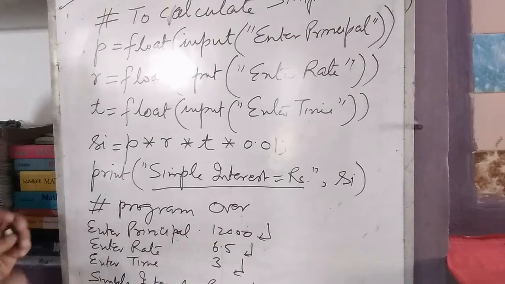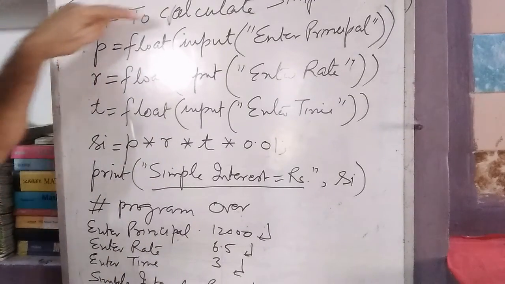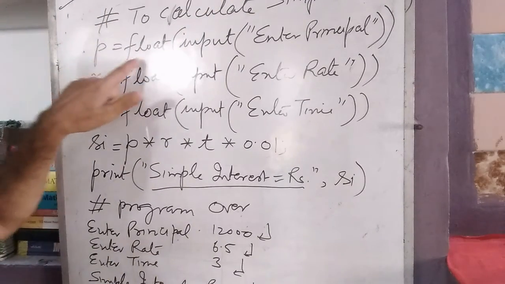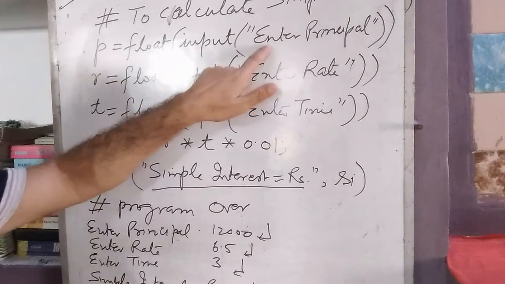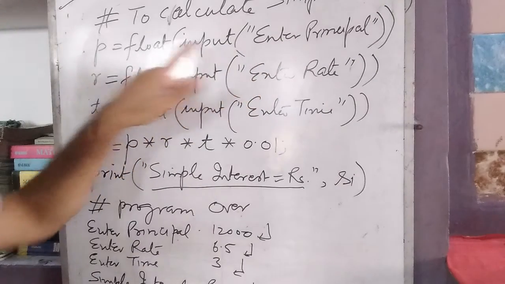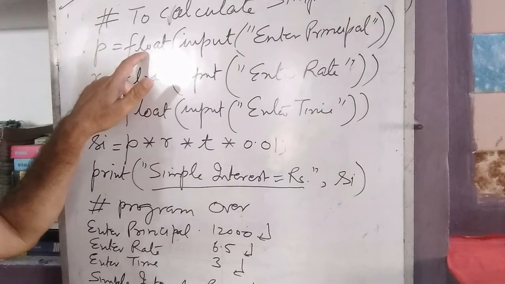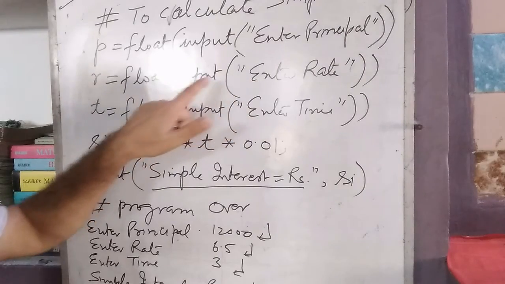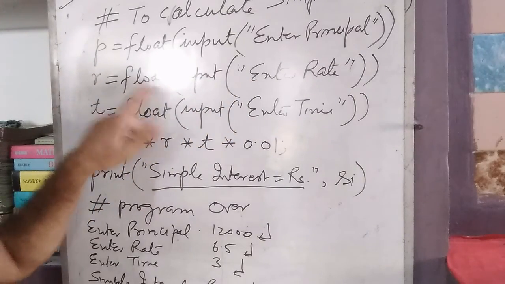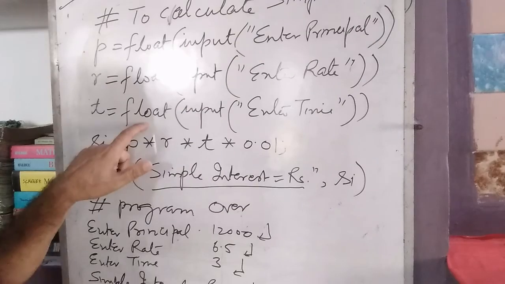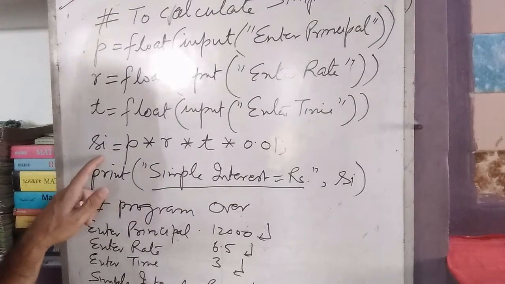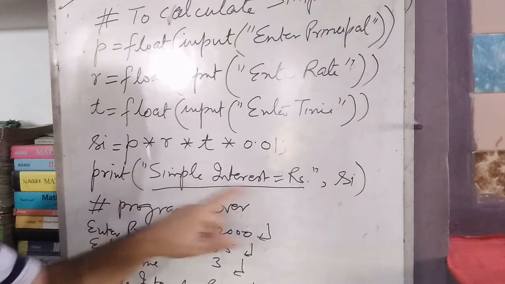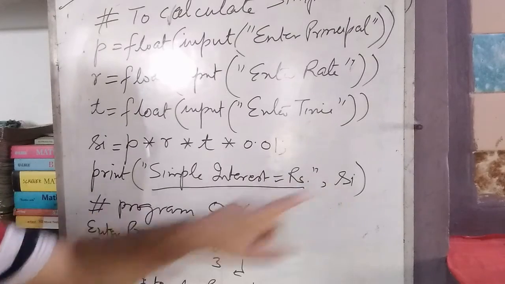So this is the program. Once more I can recapitulate. To calculate simple interest, P float input, enter principal. Input takes the value in the form of a string, it will be type cast to float, converted into numeric. Enter rate, again type cast to float. Enter time, again type cast to float. Then the formula was written. Due to this formula, the calculation of SI will be performed. Thereafter, output will be displayed on the screen. Simple interest equal to rupees, then the value of SI.